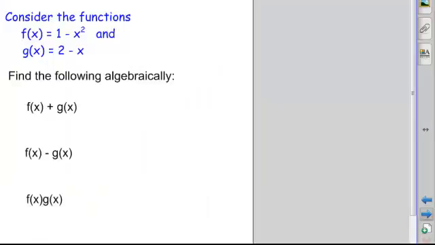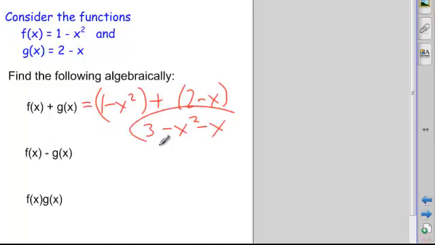Now, let's take a look at operations on functions. We're going to first do these algebraically and then look at what these mean visually. First, algebraically: f of x plus g of x is just 1 minus x squared plus 2 minus x, so I combine it into 3 minus x squared minus x.